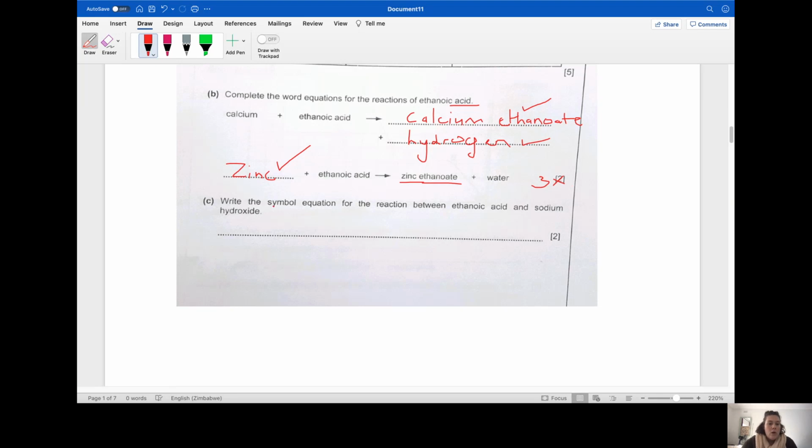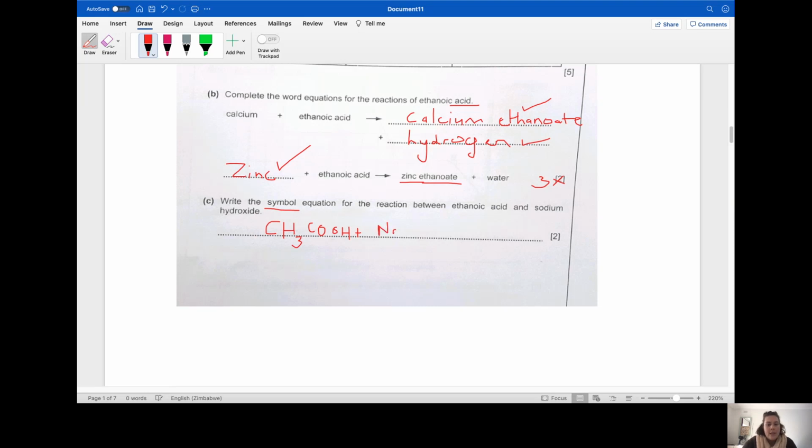Okay, write the symbol equation for the reaction between ethanoic acid and sodium hydroxide. Okay, this was slightly mean because you had to know that ethanoic acid looks like this, CH3COOH. Okay, how do you know that? We've actually done ethanoic acid before when we did acids. Okay, so you had to really have learned your notes.